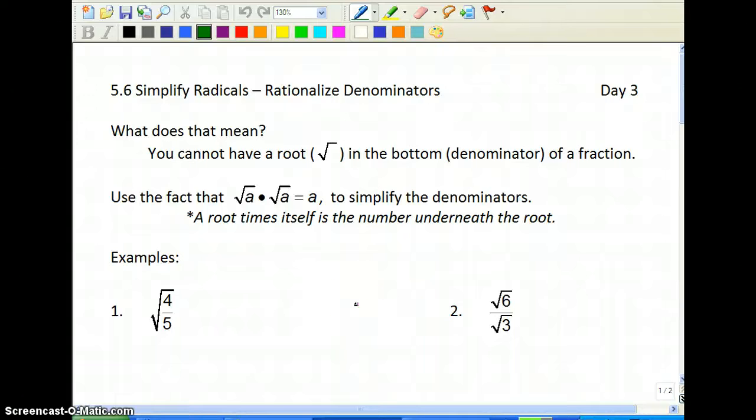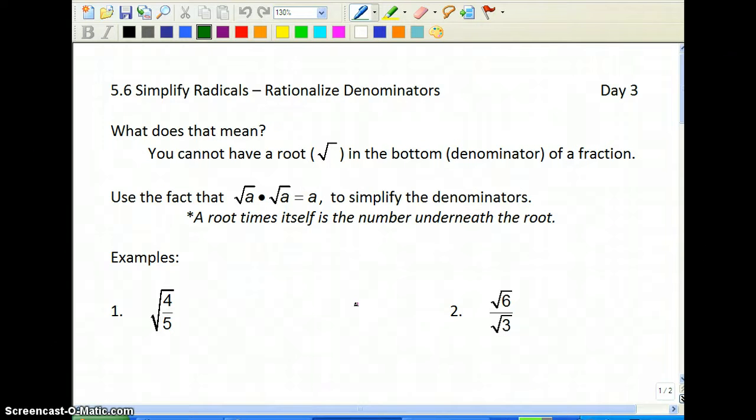All right, day 3, simplifying radicals. We're going to rationalize denominators. So you need to understand, what does that mean? And all it really means is you can never have an answer that has a radical sign in the bottom or in the denominator of a fraction. So we're going to have to get rid of those radical signs out of denominators.